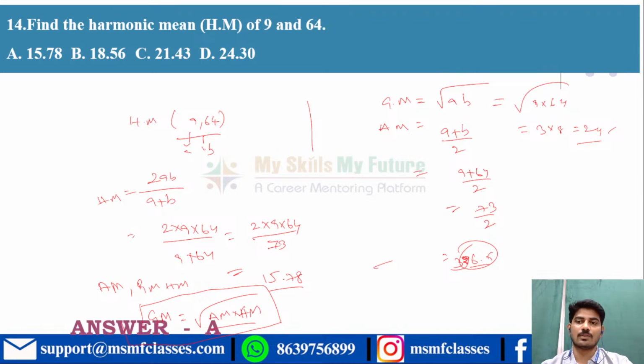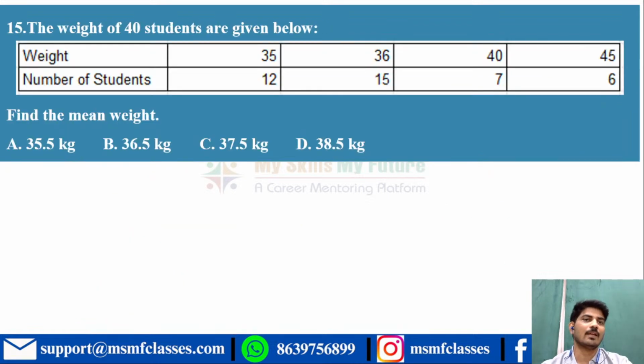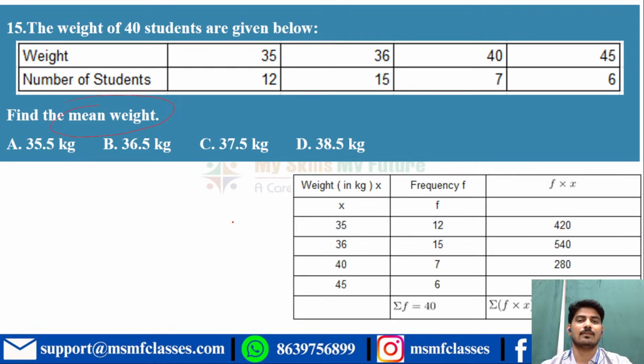So we are moving to the next question. The weights of 40 students are given, and we need to find the mean weight. If we arrange these values, the weight we take as x and the frequency as f, and we multiply these two values. F into x values are 12 into 35, 36 into 15, 40 into 7, and 45 into 6.